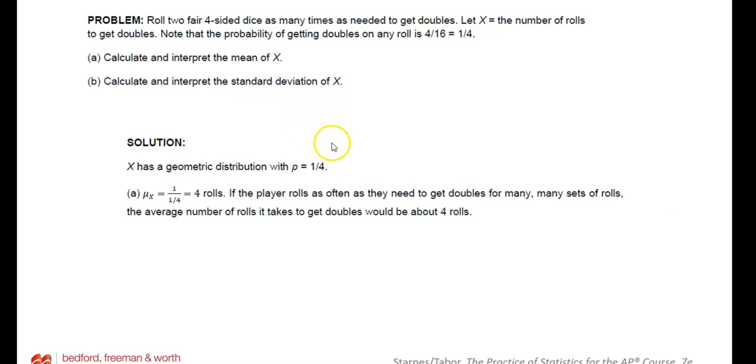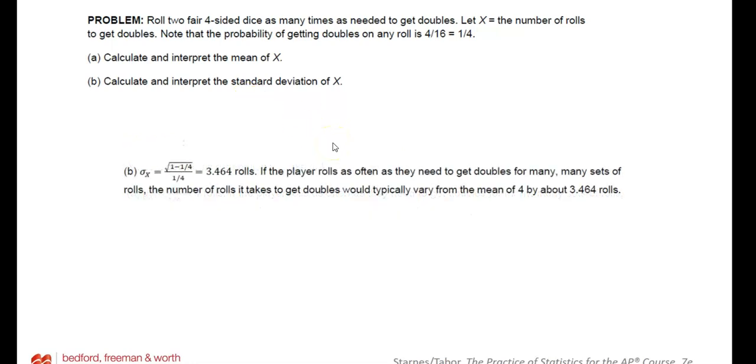Calculate, interpret the standard deviation. Again, this is just plug into the formula. So the square root of 1 minus p, divided by p, is 3.464 rolls. The number of rolls it takes to get doubles would typically vary from the mean by about 3.464 rolls if you play this game many times.